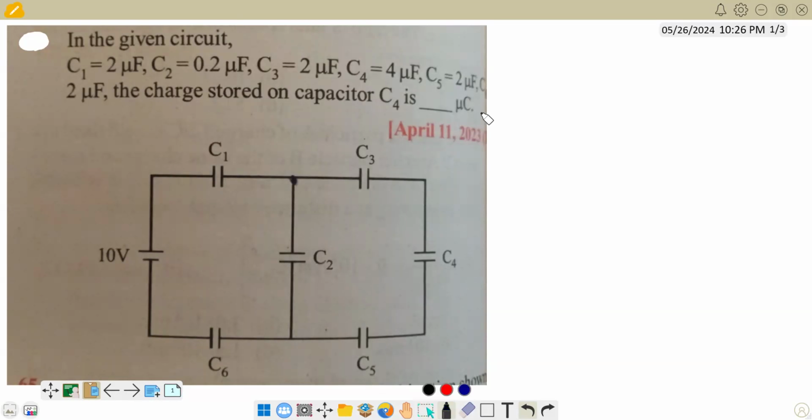Hello students, the question says in the given circuit, a circuit is given to us and he named capacitance of various points. So he has given C1 one value, C2 0.2, C3 2, C4 4, C5 and C6 and so on. We need the charge stored in C4 capacitor. We need to find what is the charge stored.